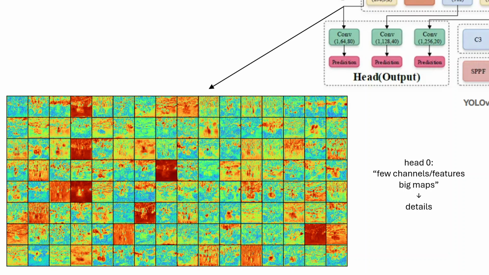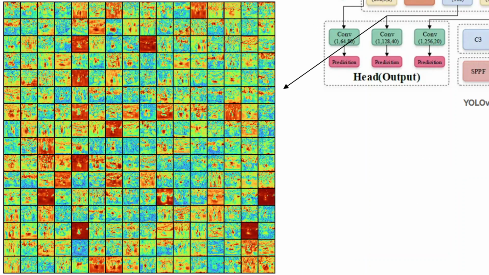And the maps here, you don't see it that much, but there's a lot of pixels in these maps. So there are big maps, but not a lot of channels. Basically, for each channel we're looking at the details. So this is the fine detail in the image.